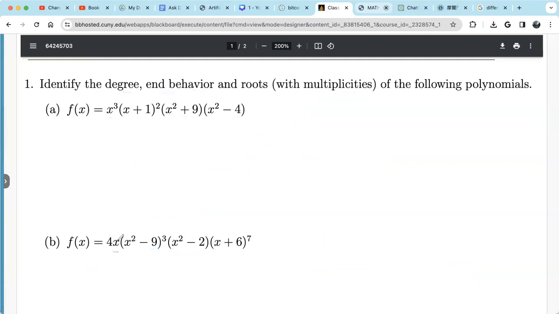Oh, roots. We get 0 from here. When the function equals 0, each factor can be 0. That means x can be 0. For x squared minus 9, a difference of 2 squares, we get plus or minus 3, because it can be split into x plus 3 and x minus 3. From here, we have plus or minus square root of 2, difference of 2 squares. From this one, negative 6. So negative 6 has a multiplicity of 7. And plus or minus 3 has a multiplicity of 3.